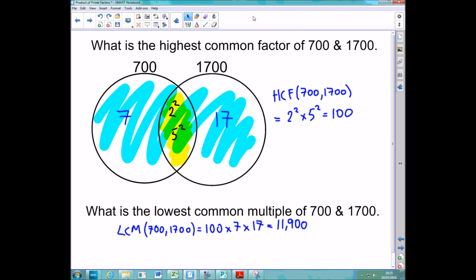So hopefully that video has helped you to understand what it means to write a number as a product of its prime factors. I would suggest that you practice this and recap just before your exam what this phrase means, and definitely remember how to find highest common factors and lowest common multiples using this method of prime factors. Okay, good luck.